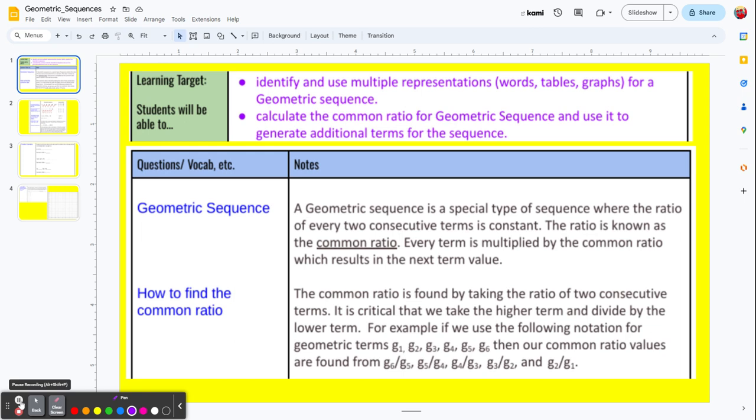A geometric sequence is a special type of sequence where the ratio of every two consecutive terms is a constant. The ratio is known as the common ratio. Every term is multiplied by the common ratio, which results in the next value.